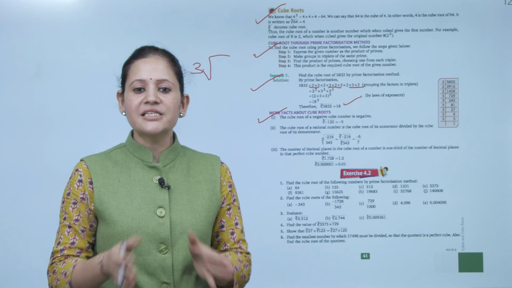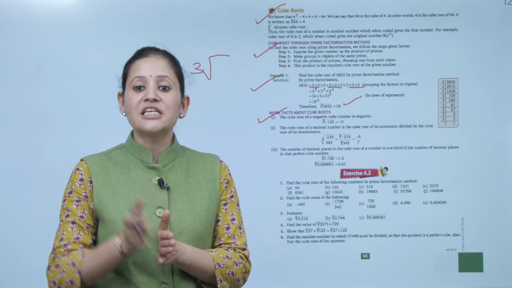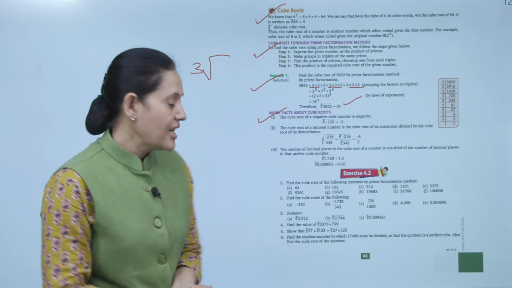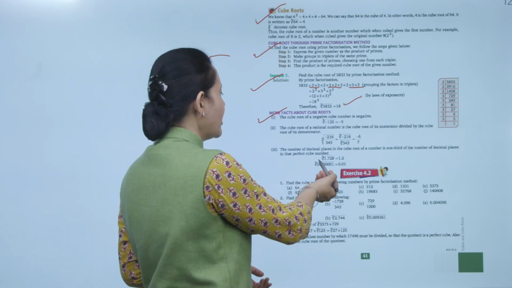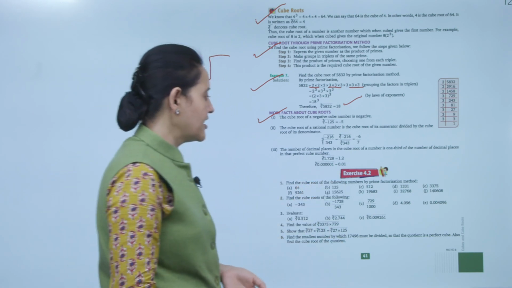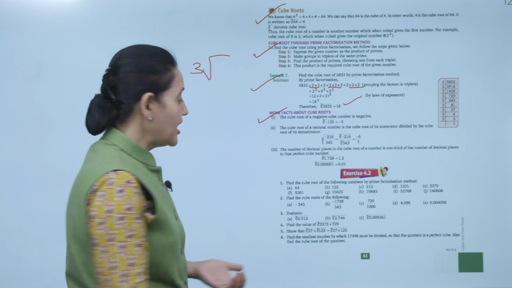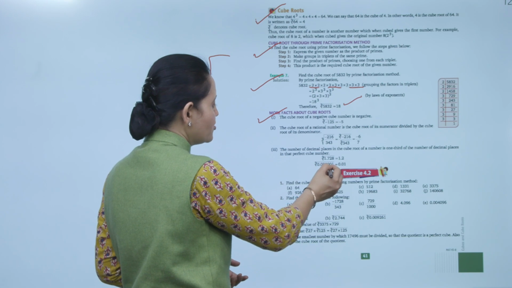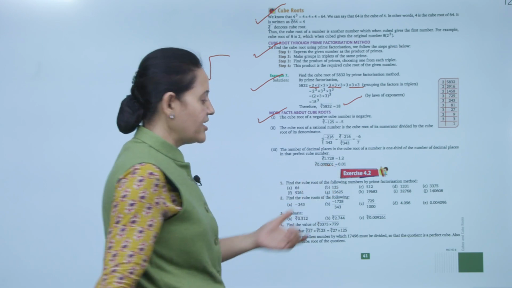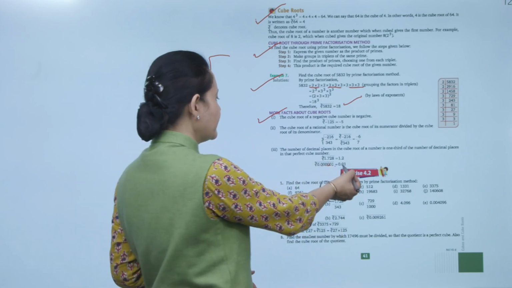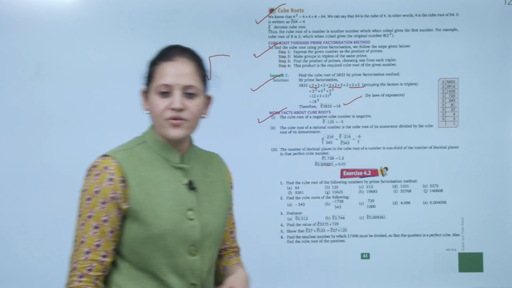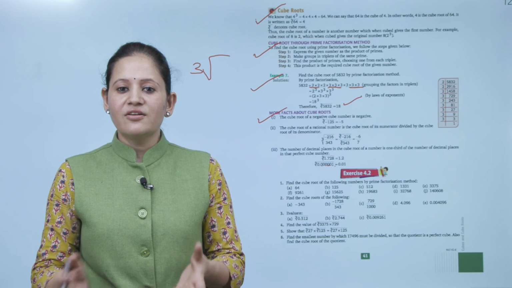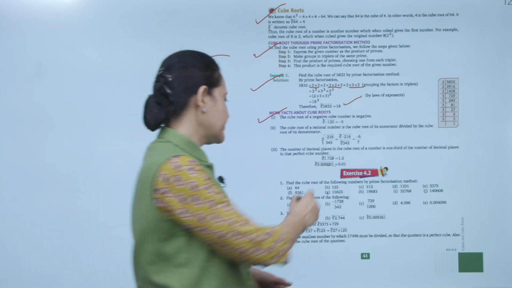The number of decimal places in the cube root of a number is 1/3 of the number of decimal places in the perfect cube number. Like here, cube root of 1.728 is equal to 1.2. Like here, cube root of the given number. So, here there are 6 decimal places, so here it will be 1/3 of that. Clear? Next is exercise 4.2.